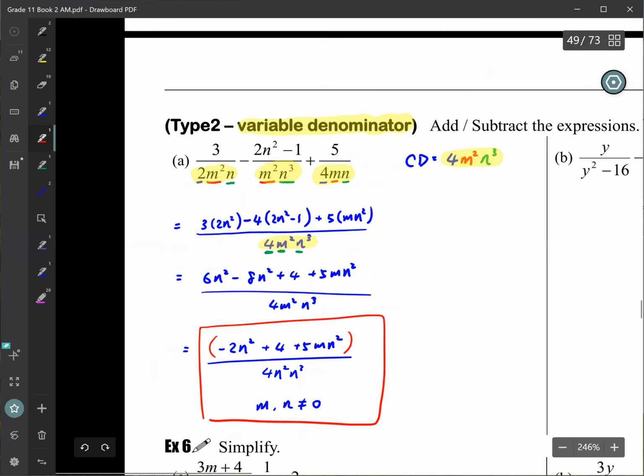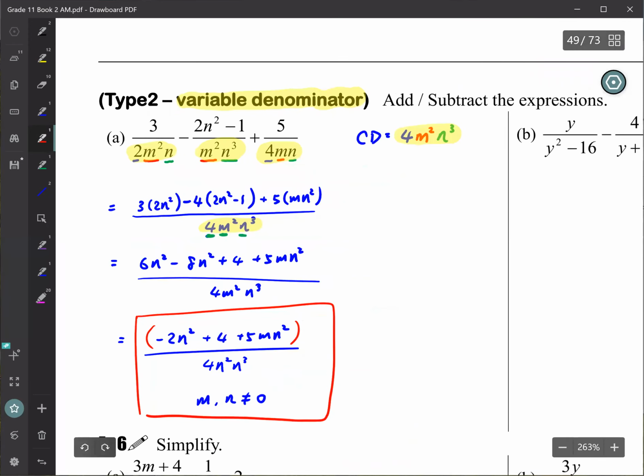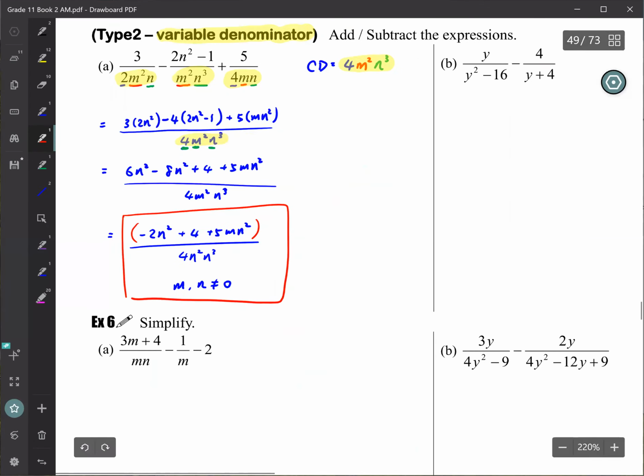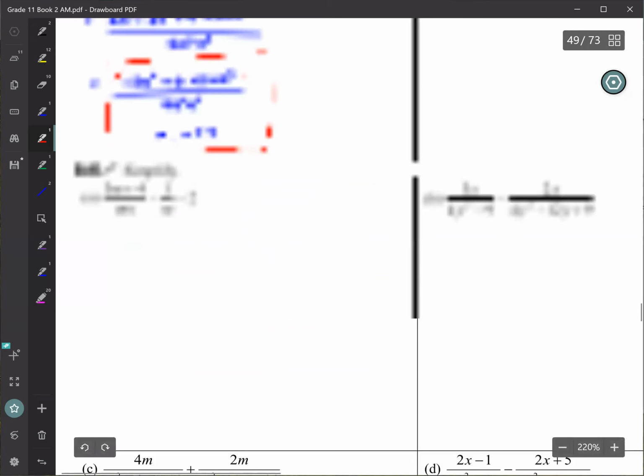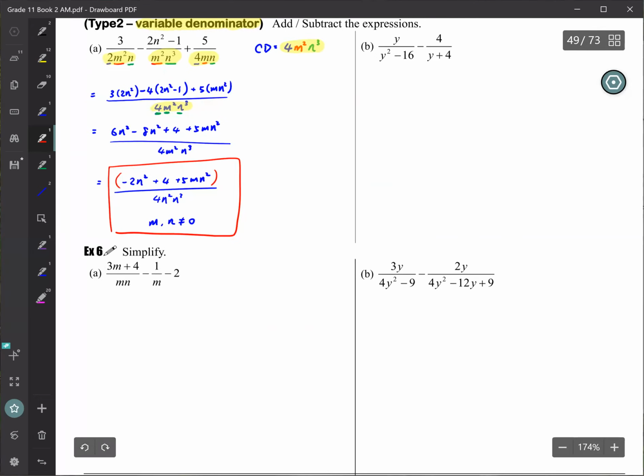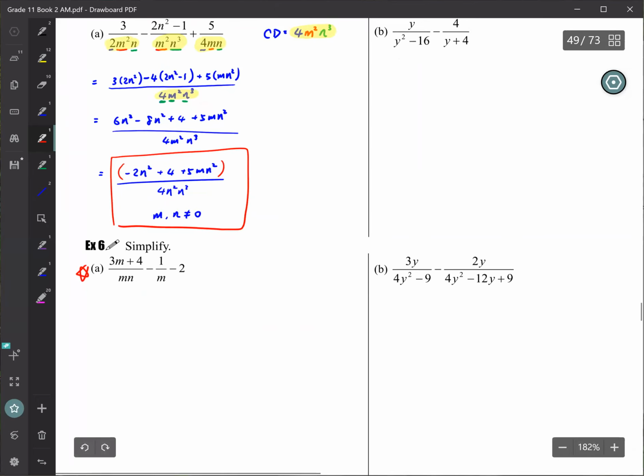We spent a lot of time doing this question because this is the first one that has the variable. So I'll let you try questions before we take a break. 6a is easier, less letters in the denominator. 6a. Do not do the other ones yet. Please raise your hand when you finish 6a.